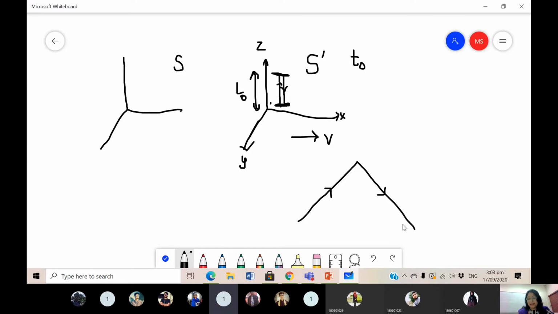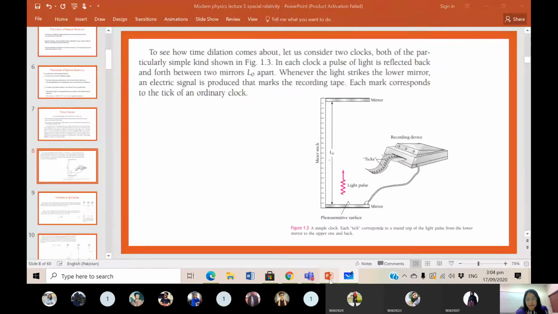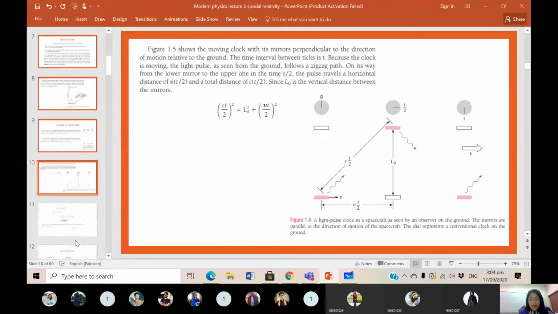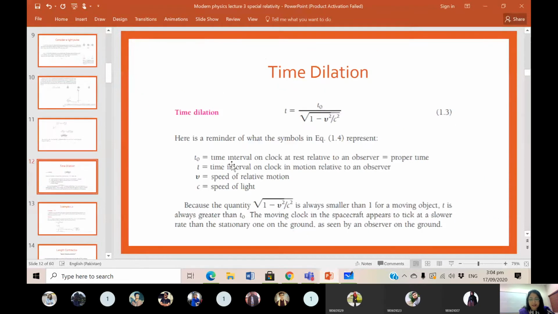We will see something like this. Why will we see it this way? Because the light pulse starts from here, travels a distance L, gets reflected from the mirror and then comes back. But because this frame is moving with a velocity in this direction, T0 is the time it takes to go from here to here in this frame. The definition here is a time interval on a clock at rest relative to an observer. That's the proper time.